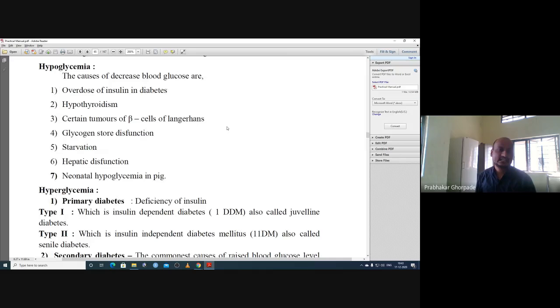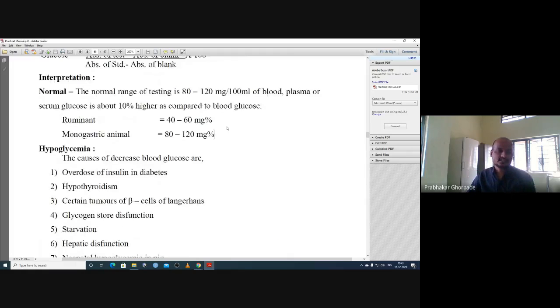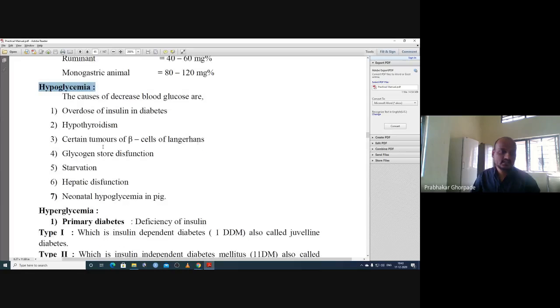Hypoglycemia causes a decrease in the blood glucose. So this is the normal range, and now we come to one condition, let's say hypoglycemia, where the glucose concentration is lower. Say this is a ruminant, where 40 should be the normal glucose level and you are getting 20 milligram per deciliter, or the normal is 80 and you are getting 30 milligram per deciliter, for example. So we call this hypoglycemia. And now let's dig into it.